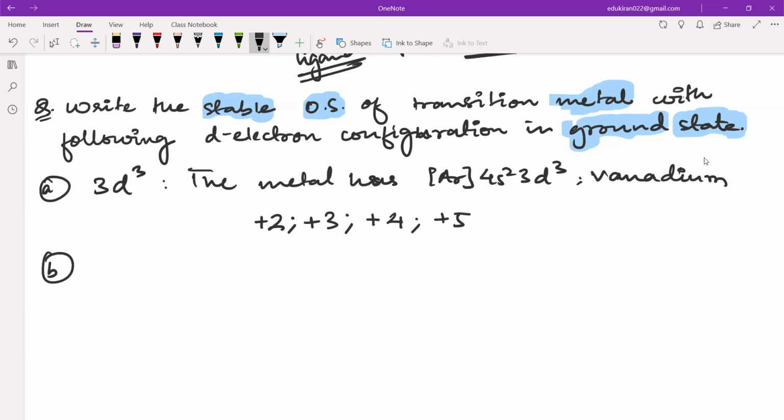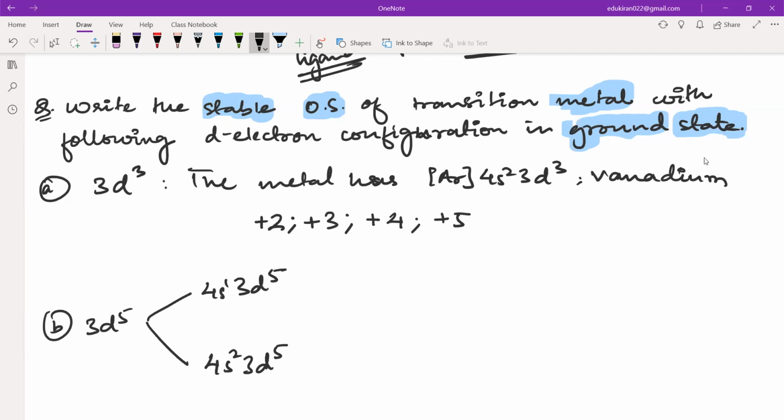B is if you have 3d5. Now 3d5 is important. Why? Because in 3d5 there are two options. It can be 4s1 3d5, and it can also be 4s2 3d5. 4s1 3d5 is for chromium, and 4s2 3d5 is for manganese. Yes or no? Yes, sir.